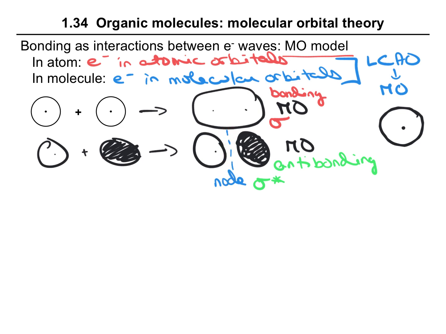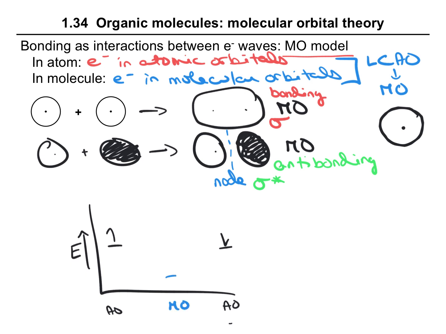Now, when we draw our molecular orbital diagrams, we can think of it as here's our energy increasing in this direction. We write our atomic orbitals on the outside. So this is an atomic orbital, and this one is an atomic orbital. This is a hydrogen 1s, and this is another hydrogen 1s. Each atom has one electron. When we fill in our molecular orbitals in the middle, low energy is our sigma bonding molecular orbital, and higher energy is our sigma star antibonding molecular orbital.